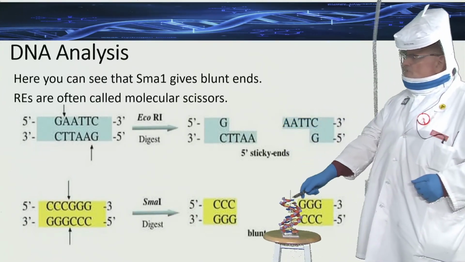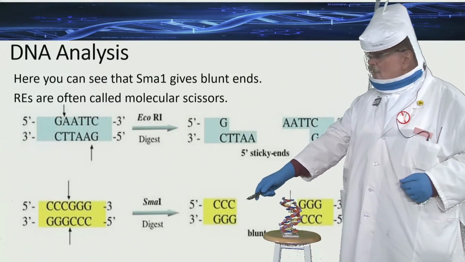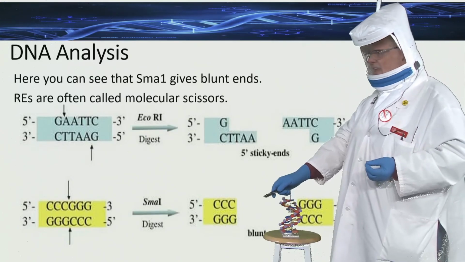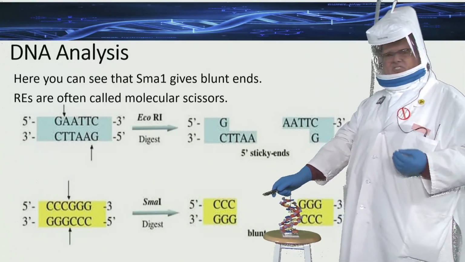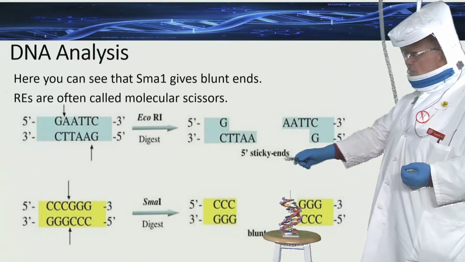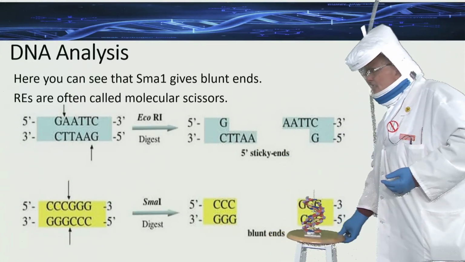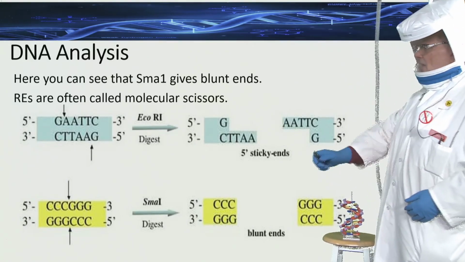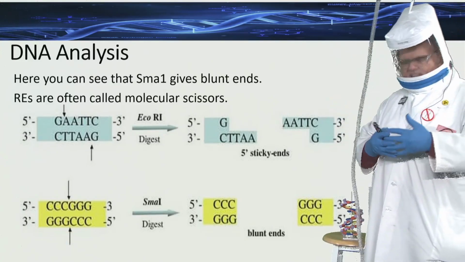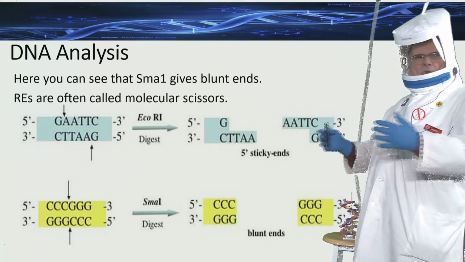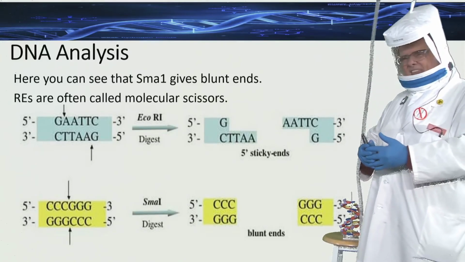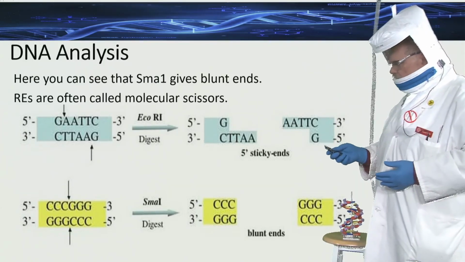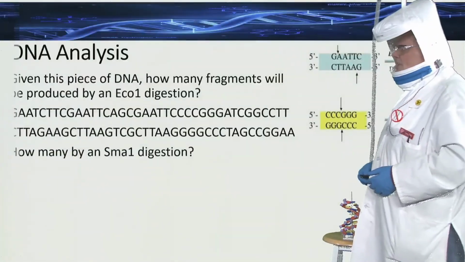Now there's another restriction enzyme, SmaI. When that digests, it looks for the code CCCGGG, and it's going to cut between the C's and the G's. And so you end up with what are called blunt ends. If you're doing an experiment where you need to put the DNA back together again, sticky ends will go back together much better than blunt ends will because of the overlap.